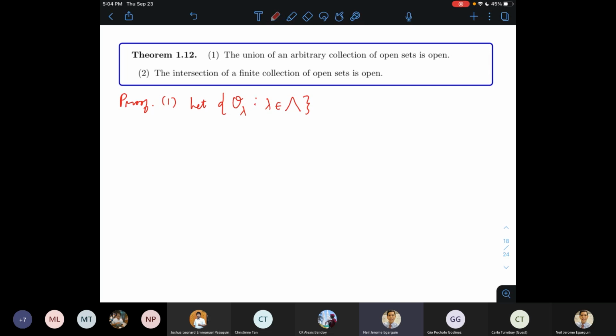Okay? Let's see why. So here, gamitin ko yung big O to denote the union ng lahat ng members ng family. So kunin ko yung union ng lahat ng O sub lambda, where little lambda is an element of capital lambda. Okay? Tapos gusto kong ipakita that this is open. So we want to show that O is open.